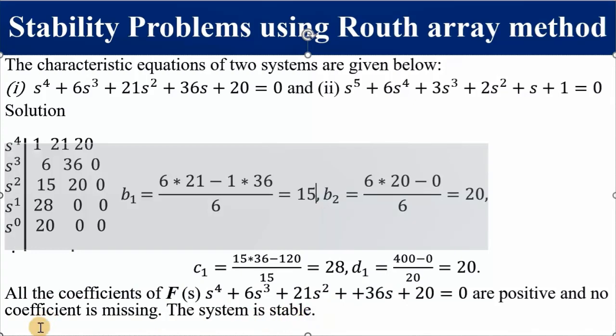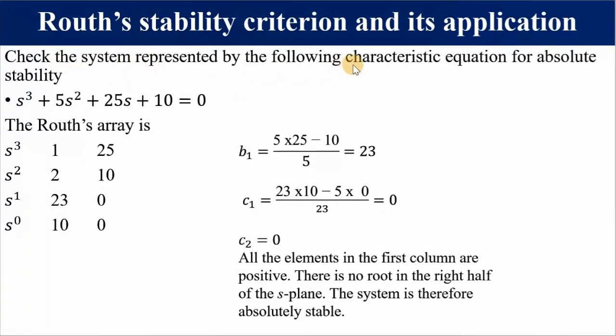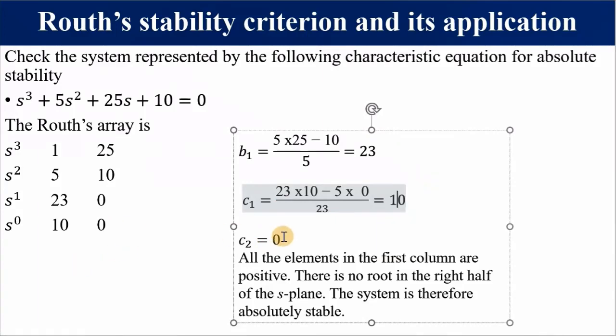This is the statement: check the system represented by the following characteristic equation for absolute stability. This is our characteristic equation. We are now going to form the Routh-Hurwitz array, and this is 1, A0, A2. There's an error there, this is 5. Coefficient of A1, coefficient of A3, and s to the power 0 is 10 there. We are now going to find B1: 5 times 25 minus 10, divided by 5, is 23. Coefficient of C1 is 10, then the coefficient of C2 is 0. So all the elements in the first column are positive, there's no root in the right half of the S-plane. Therefore, the system is absolutely stable, and we are done.